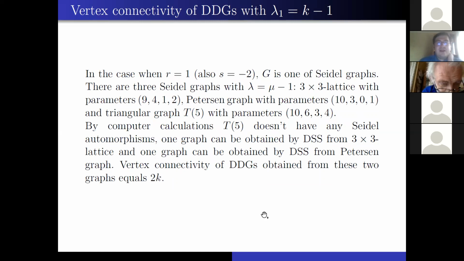So in the case where r equals 1 and s equals -2, G is one of the Seidel graphs. There are 3 strongly regular graphs with lambda equals mu minus 1: the 3 times 3 lattice, the Petersen graph, and the triangular graph. By computer calculations, the triangular graph doesn't have any Seidel automorphism. One graph can be obtained by dual Seidel switching from the 3 times 3 lattice, and one graph can be obtained by dual Seidel switching from the Petersen graph. Vertex connectivity of these two divisible design graphs equals k.